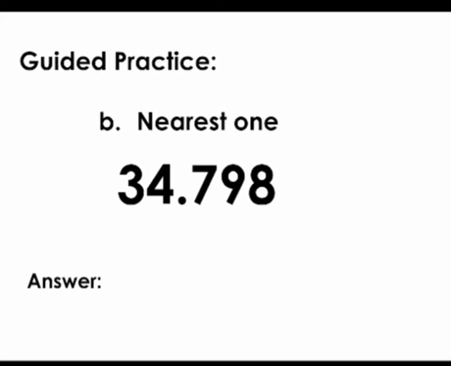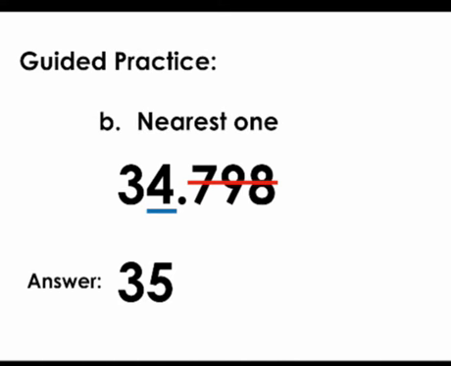Let's try it again. Let's round this one to the nearest 1. So underline the nearest 1. Underline the 1. So this is tens, this is the ones. So we're going to underline the 4. Then we're going to cross off the numbers after. And then we're going to look at those numbers. Is this 5 or above? Yes. Okay, so what do we do? We raise the number. So the answer would be 35. This one goes up because this is above a 5.